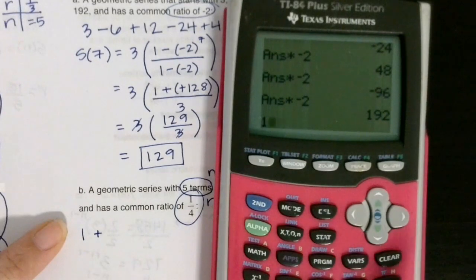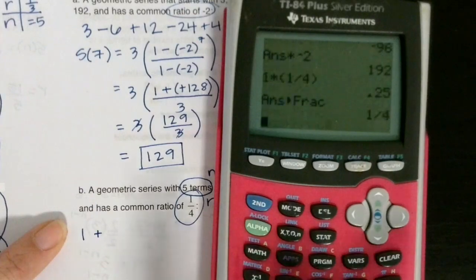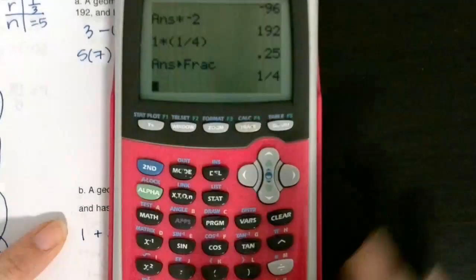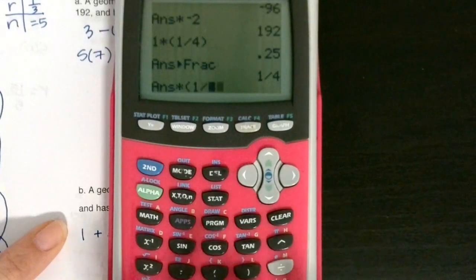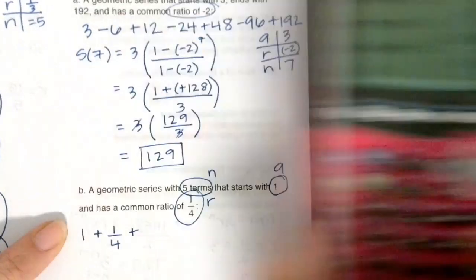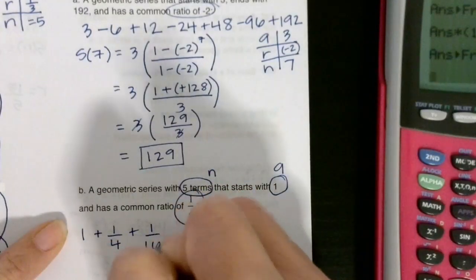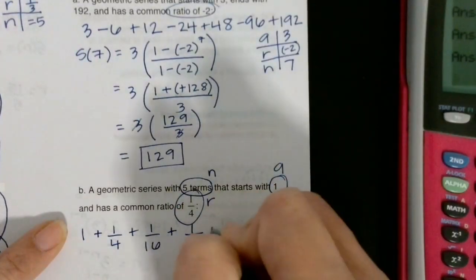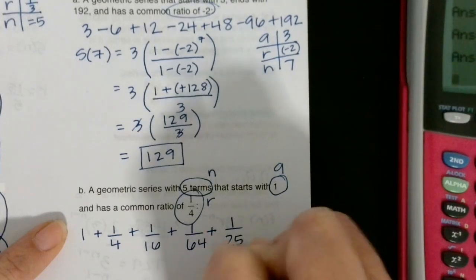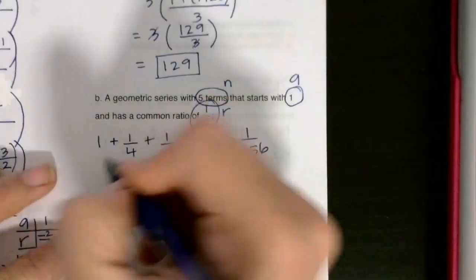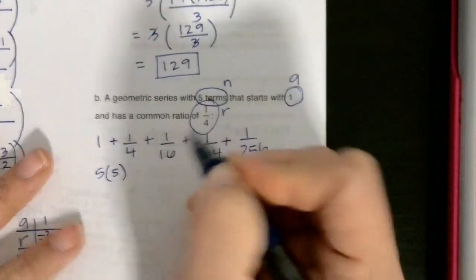1 times 1 divided by 4 is 0.25, math, enter, enter, which is 1/4, plus, so we're going to multiply that by 1/4 again, 0.0625, math, enter, enter, which gives me 1 over 16, and then I'm going to multiply it by 1/4, 1 over 64, plus 1 over 256. So I just went ahead and did those for us for the sake of time. So let's go ahead and find the sum of the first 5 terms.